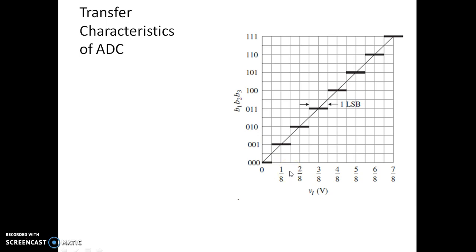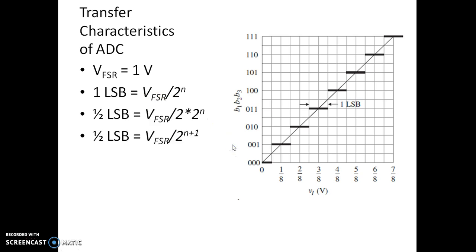Let us try to understand how the conversion happens. VFSR, in this particular case, we have considered as 1 volt, that is, the full scale range voltage happens to be 1 volt, and 1 LSB, as we know from the previous case of DAC also, is nothing but VFSR divided by 2 power n. In this case, n is equal to 3, so VFSR, which is 1 volt, divided by 2 power 3, that is 8. As you can see here, 1 LSB happens to be the voltage from here to here. So that's why 1 LSB is actually 1 by 8 in this particular case.